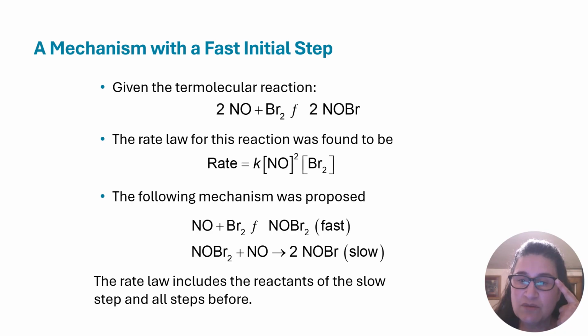All right, now sometimes the rate determining step is not the first step, it might be the second step. So in this case, the proposed mechanism shows a fast step at the beginning, and then the next step is the slow step. The rate law should include the ones from the slowest steps and all of the ones before it.